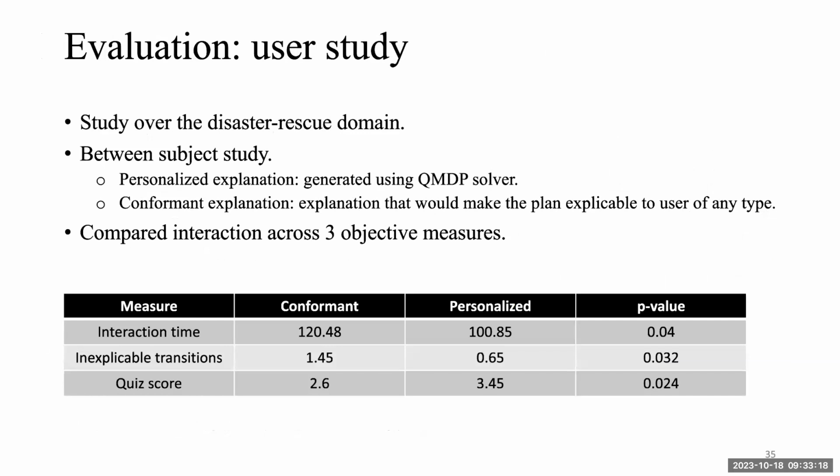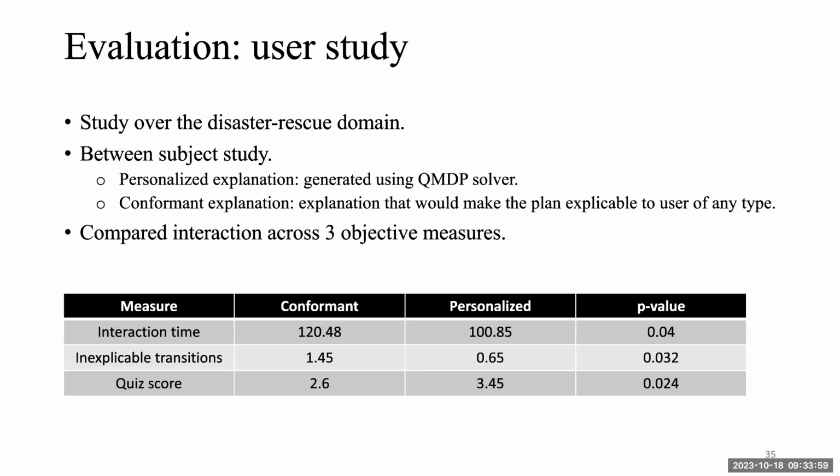So we also did a user study. We wanted to see how useful personalizing explanation actually is, as opposed to just giving as much information as possible so that they can find the plan to be explicable. We did the study over the disaster rescue domain. It was a between subject study where there were 2 kinds of explanation. One was personalized, obtained by our solver. The other was conformant explanation, where the explanations were generated such that they would make the plan explicable to any type of user. So we don't care what type it is, we'll generate an explanation that will be explicable to any user.